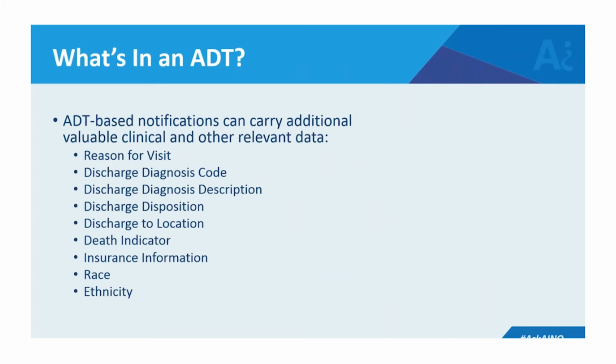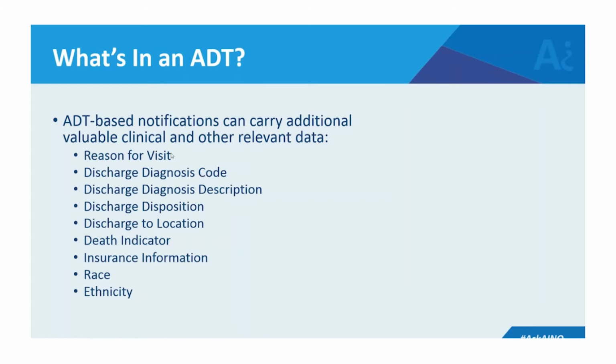So what's in the ADT? It's not a medical record. It is really like a registration file. So it may have the reason for the visit, kind of like the chief complaint. It may, if it's a district, have information about race and ethnicity. It will also have address.